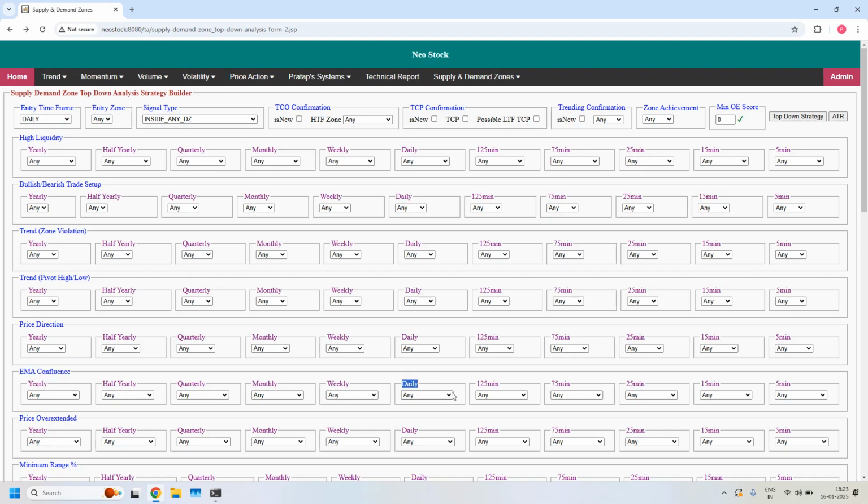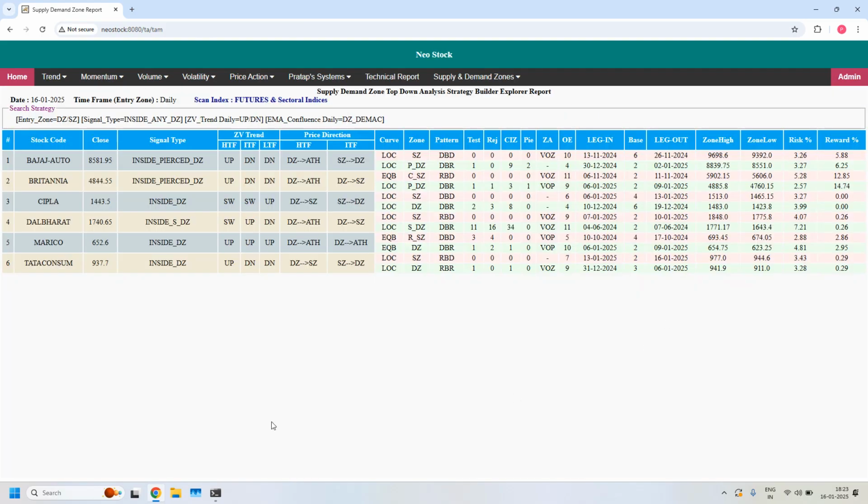So in the daily time frame, I am setting the filter daily demand zone having daily EMA confluence, and the trend on daily time frame should not be sideways. It can be up or down. Let's filter the stocks. Now the list has come down to 6 from 30 stocks. These 6 daily demand zones are having daily EMA confluence, and current price is closed inside the daily demand zone.